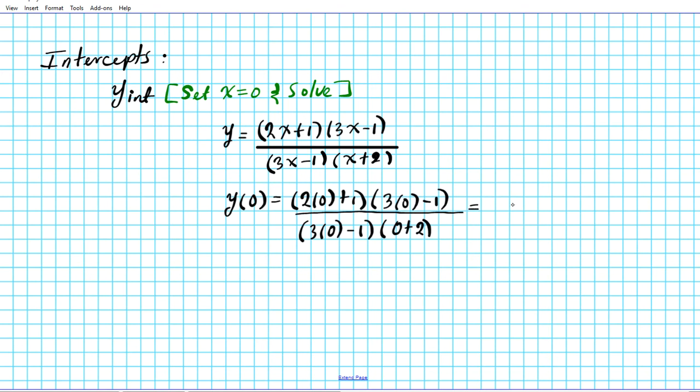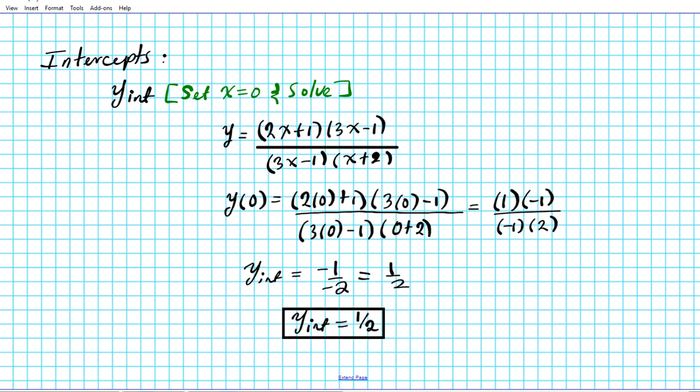When we simplify this, we'll get 1 times negative 1, divided by negative 1 times 2. Okay? So the y-intercept is going to be negative 1 over negative 2, which reduces to 1/2. Alright, so the y-intercept is equal to 1/2. We have one y-intercept here.